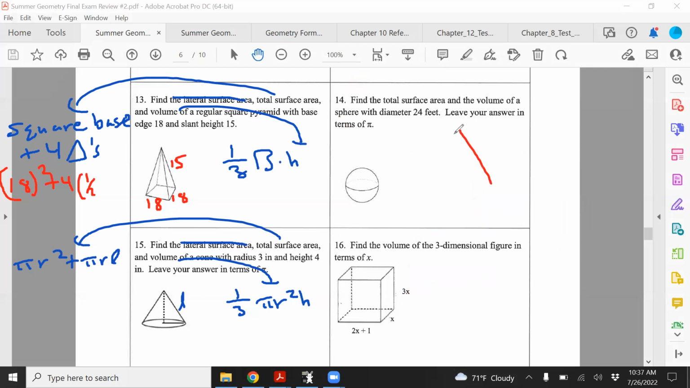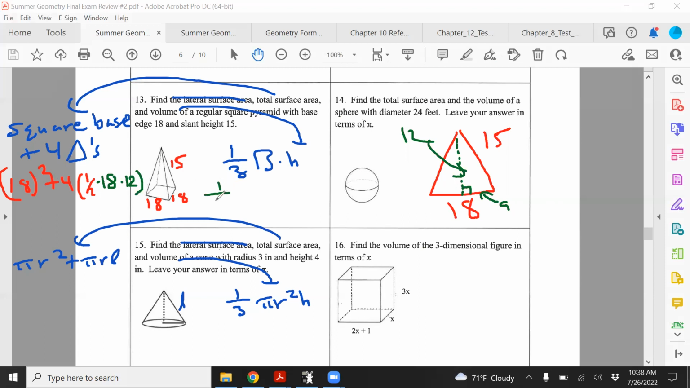So the triangular part of the pyramid looks like this. That's 18, and that's 15. So that part's 9. That would be 12 if you do Pythagorean theorem. So it's 1/4 times 18 times 12. And you work all that out. I trust you guys can do that.